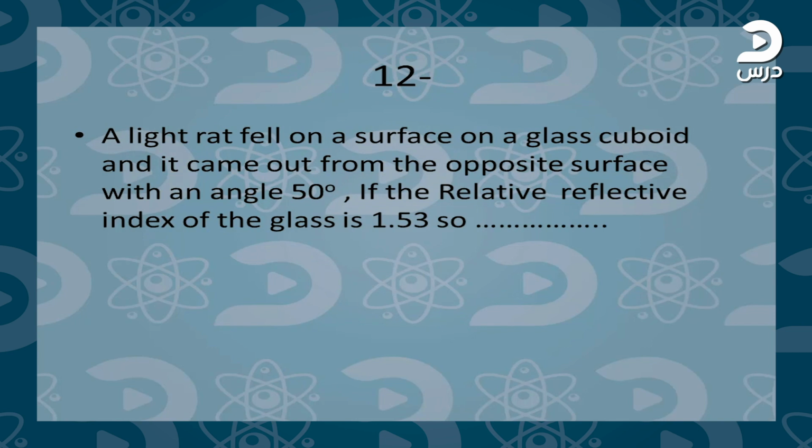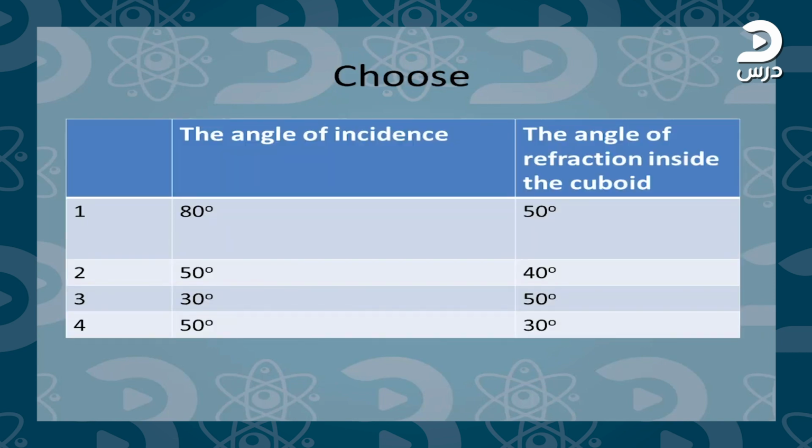Question number 12. A light ray falls on a surface of a glass cuboid and comes out from the opposite surface with an angle 50. If the relative refractive index of glass is 1.53, choose the angle of incidence and the angle of refraction. Is it 80 or 50? 50 or 40? 30 or 50? Of course there is a difference between the two.